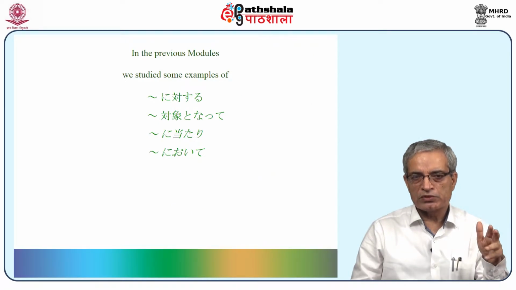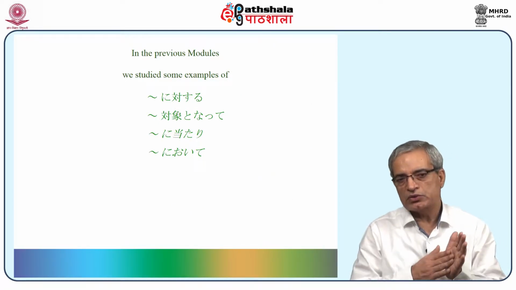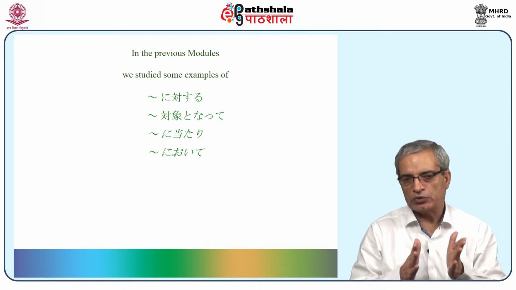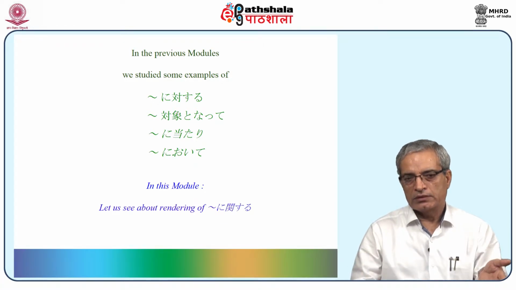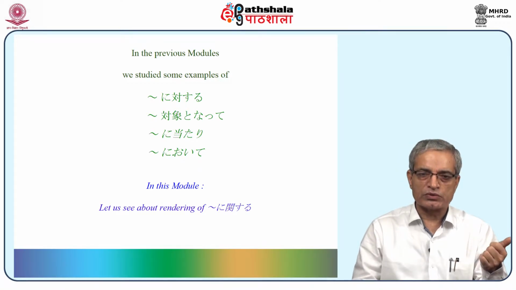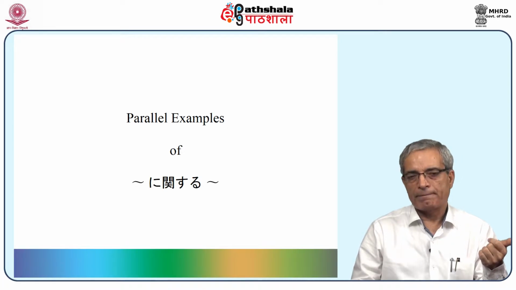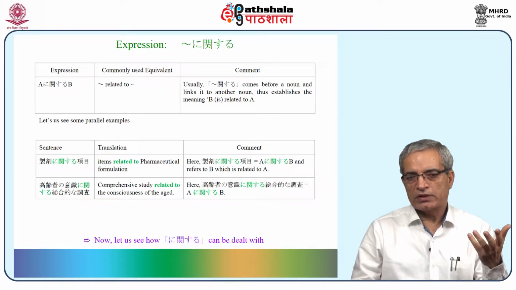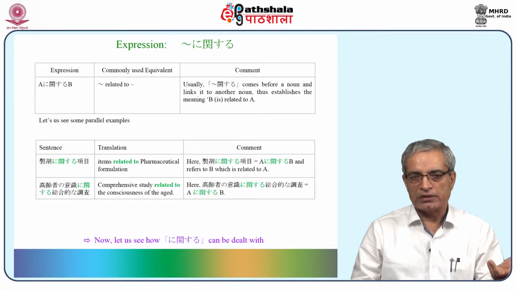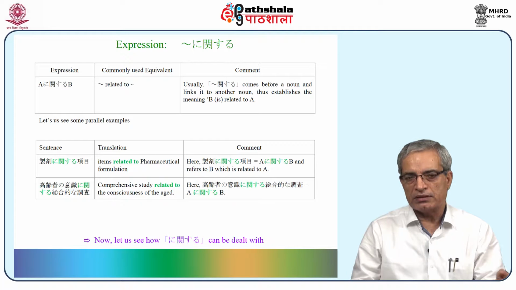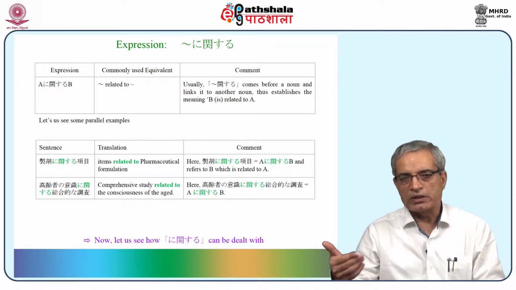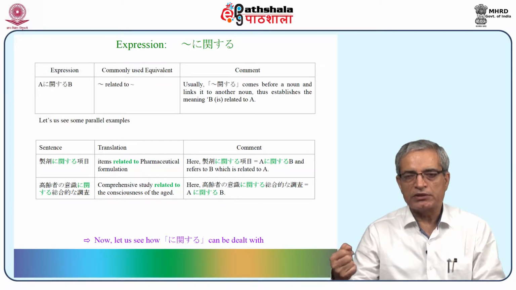In the previous modules, we have studied so far ni taishite, taishou to natte, ni atari and ni oite, and here in this module, let's see some details about ni kansuru. Let's see some parallel examples first. First is, what is ni kansuru? A ni kansuru B, and its translation would be B related to A. So its order is reversed. That's a normal thing in Japanese.